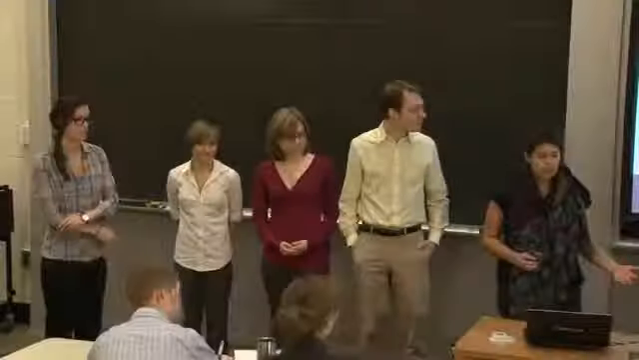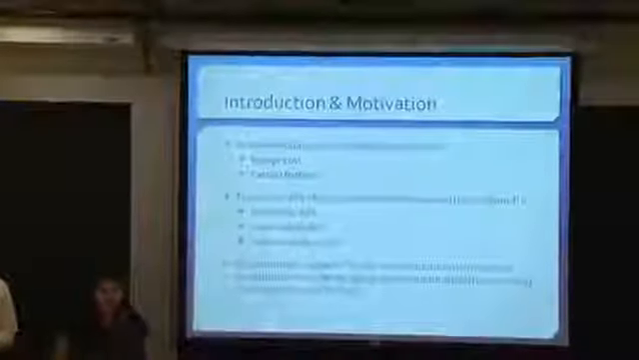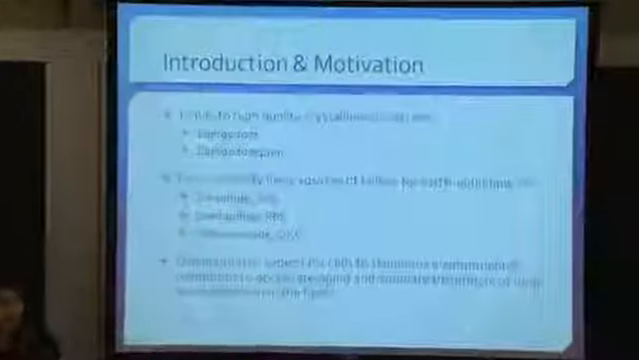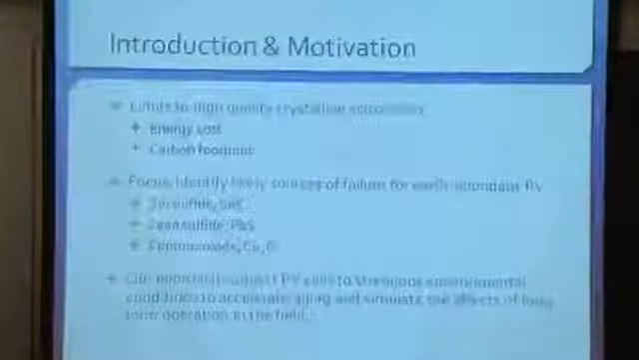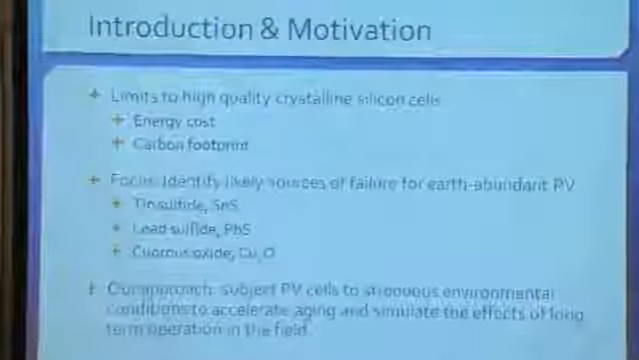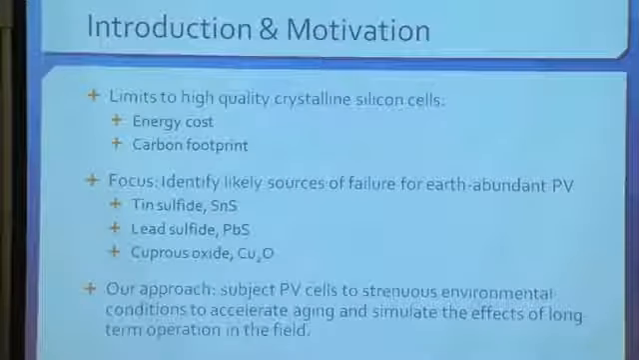We would like to present to you PV NextGen Earth Abundant Materials. So the reason we're doing this project is because there are current limits to the high-quality crystalline silicon cells that we're producing. There's too high of an energy cost and too high of a carbon footprint. So we decided to identify likely sources of failure for Earth-abundant PV. We focused on tin sulfide, lead sulfide, and cuprous oxide.